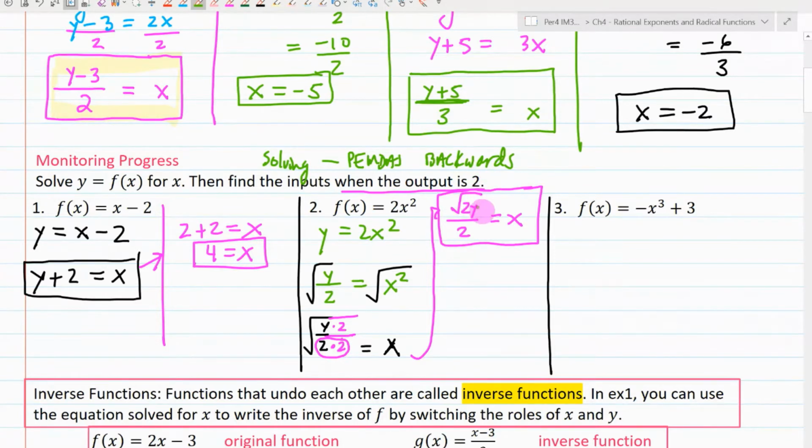So that's for the y. Okay, so we're going to plug in a 2 in for y. So then what we're going to get is the square root of 2 times 2. So that's 2 over 2. So that's 1.